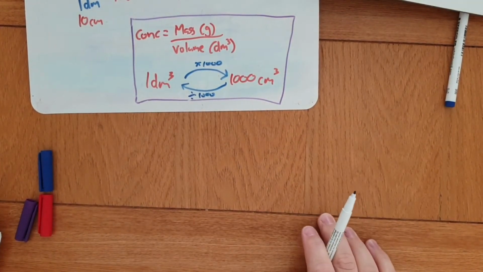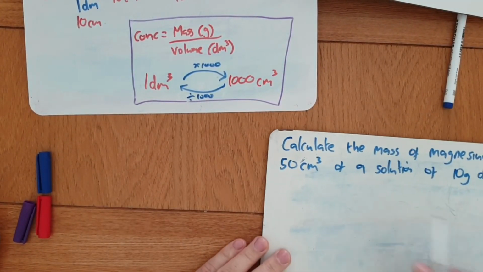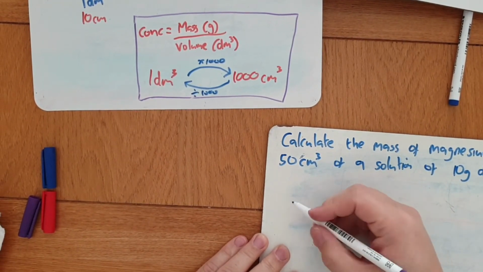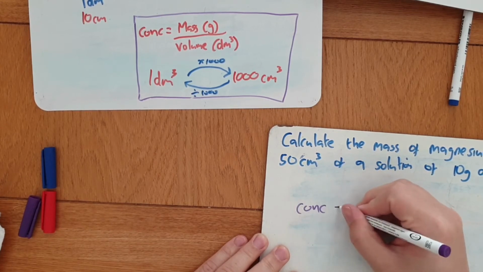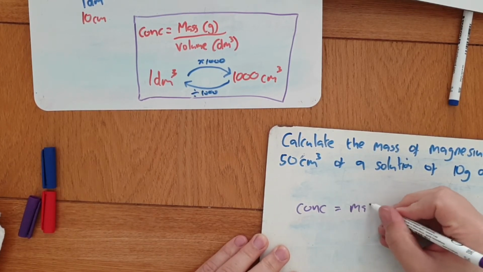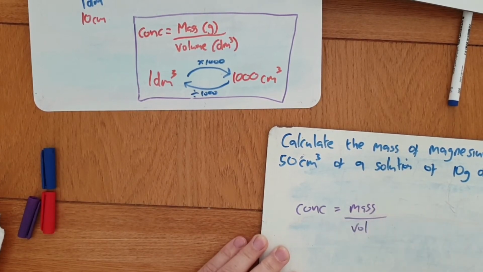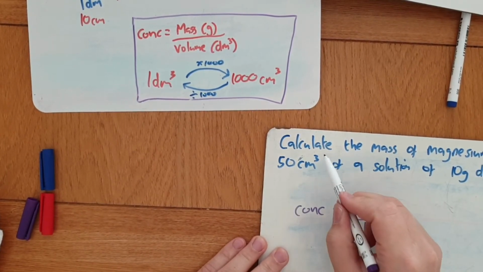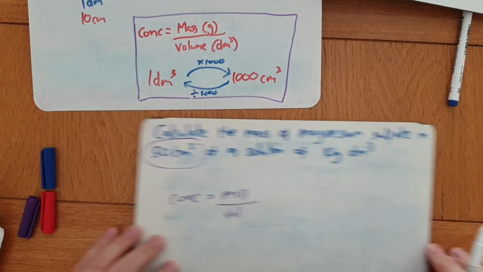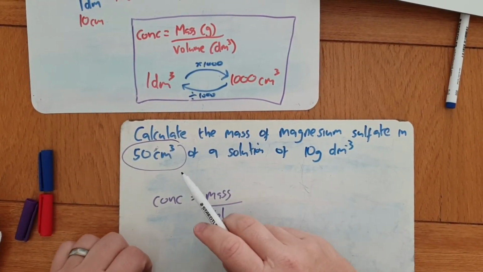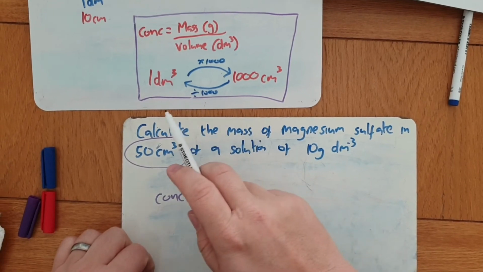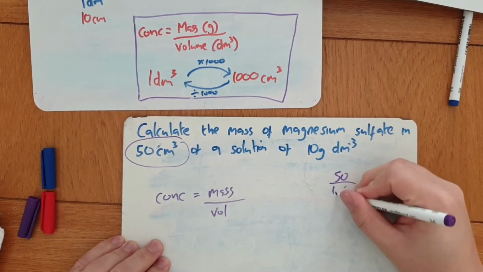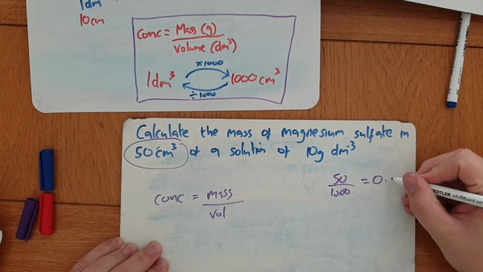Right, next question. This one's slightly different. They've asked us to work out the mass. So they've given us the volume, they've given us the concentration. So we go concentration equals mass over volume. Let's just check the units. That's grams per decimeter cubed, which is fine. Okay, 50. That's in centimeters cubed. So we need to turn that from centimeters cubed into decimeters cubed. So we need to divide it by 1,000. So we have 50 divided by 1,000, which is 0.05.